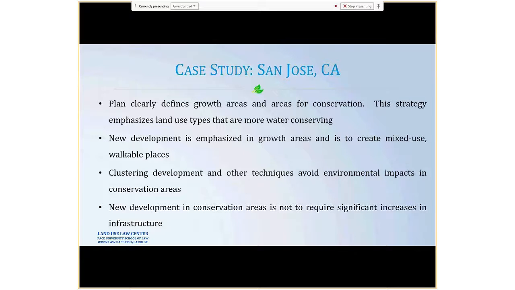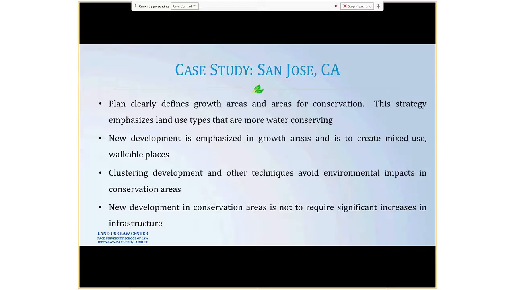In San Jose back in 2011, they adopted a comprehensive plan called Envision San Jose 2040. And what that plan did, we were happy to find out, is clearly define growth areas and areas for conservation. This is sort of the most basic definition of smart growth. Tell us where you want to grow, tell us where you want to conserve. And that's what San Jose did.